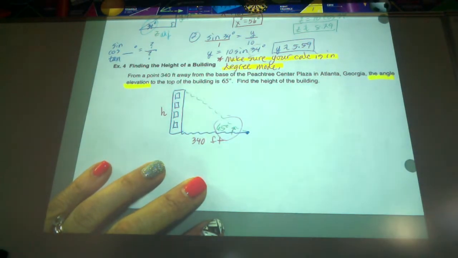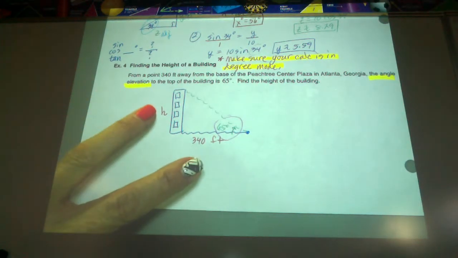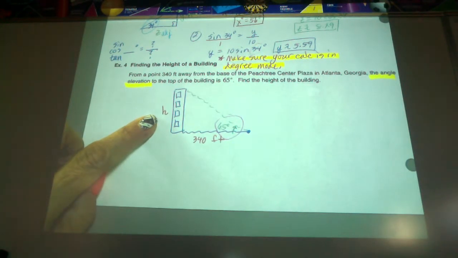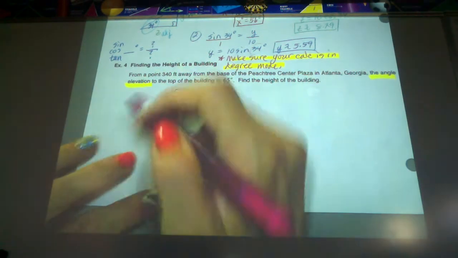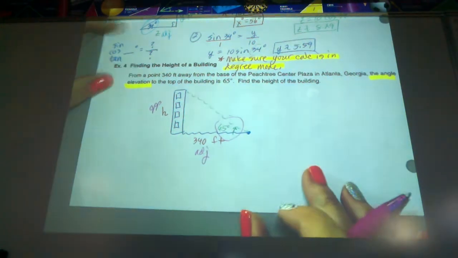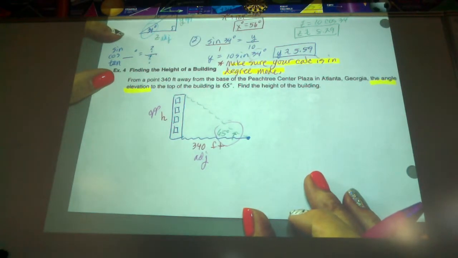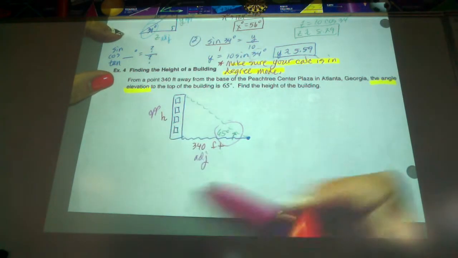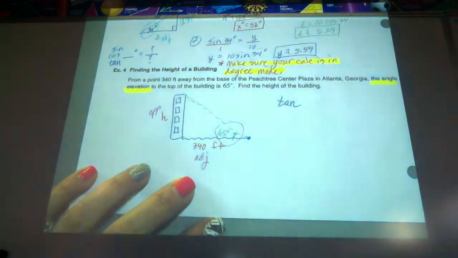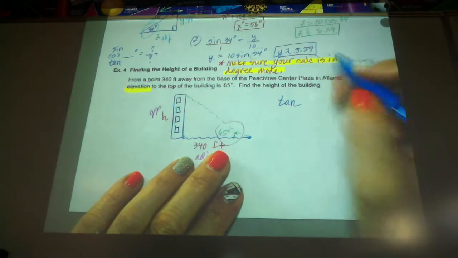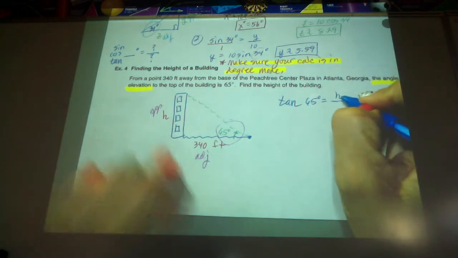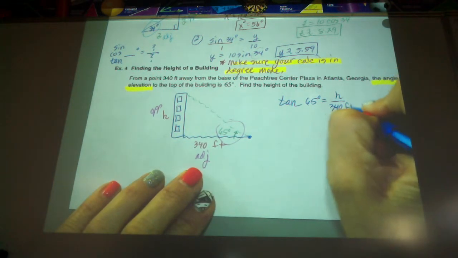Then what I'm focused on is the following. This is my angle of reference. The two sides that I have been given some sort of information on are these two. Is h the side opposite, the side adjacent, or the hypotenuse? This is my opposite. And what about 340? That's my adjacent. So I'm still going to go back to this type of equation here. Am I choosing sine, cosine, or tangent? Which one involves opposite and adjacent? Tangent. So that's why I'm choosing tangent. Do I know the degree? 65 degrees equals, the ratio is opposite, so h over adjacent, 340 feet.